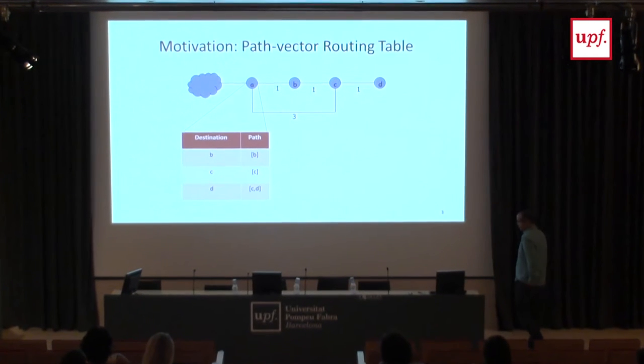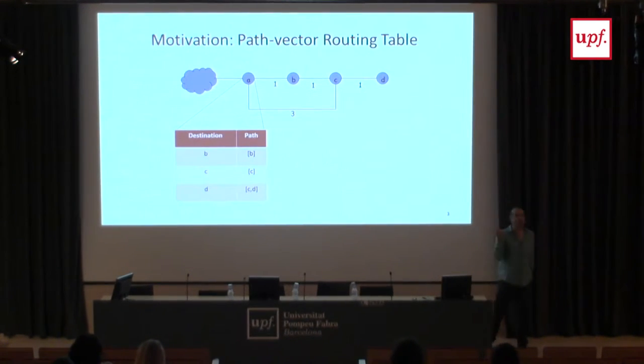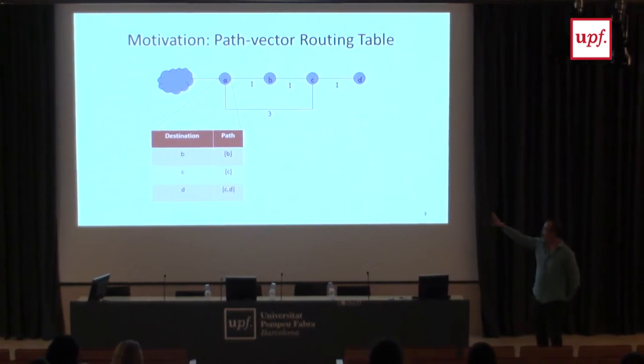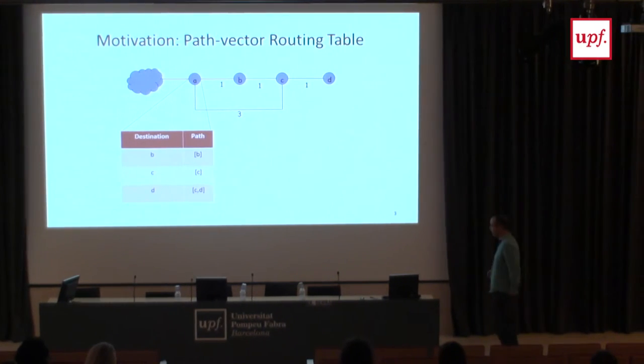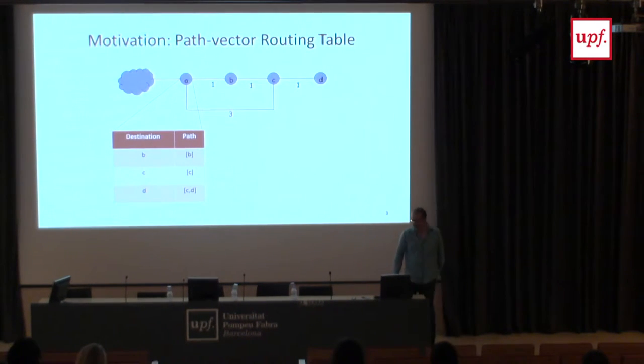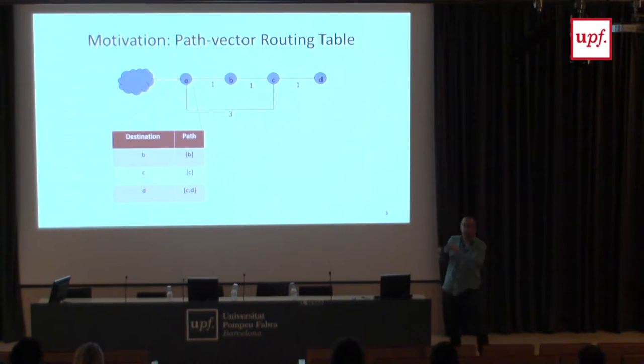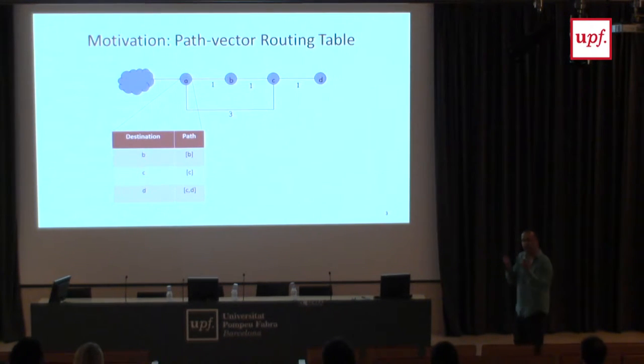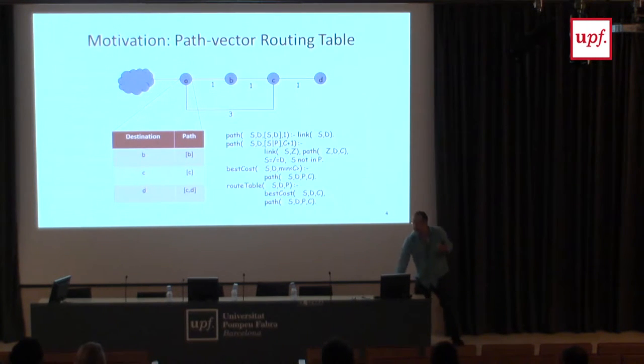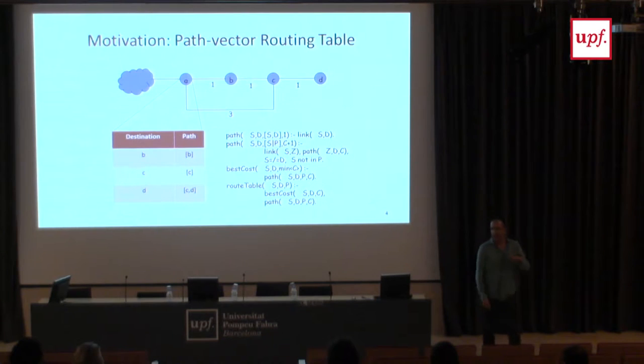So the question is how these tables are computed. How is this information computed? If you have the information centralized, so if you have all the data about the network, what are the nodes, what are the links, what are the values, there are many standard computer science algorithms to do that. Dijkstra's algorithm, there are many algorithms to do this.